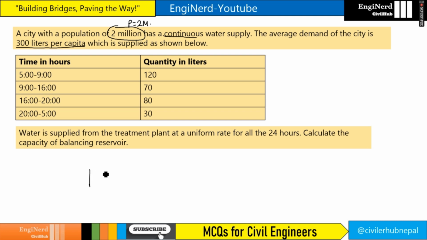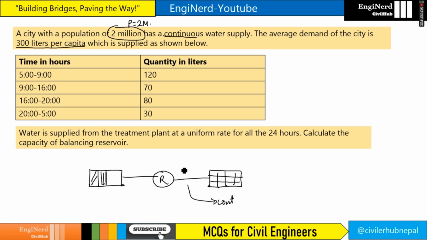So, let's say this is the treatment plant and this is the reservoir. And this is the distribution system to the consumers. So the system is continuous, right? This is the demand part and this is the supply part.